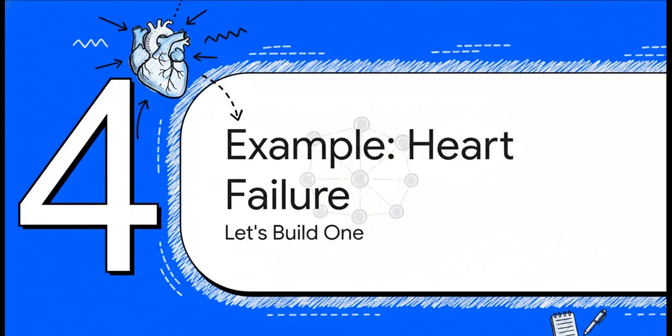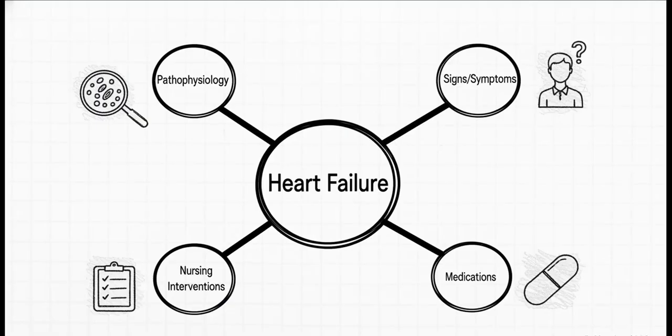Okay, let's build a basic map for one of the biggest topics you will definitely see on the NCLEX, heart failure. If you can, grab a piece of paper and follow along with me. First things first, we put our main topic, heart failure, right in the center of the page. Big circle. Then we draw our main branches. I always recommend starting with these 4: pathophysiology, signs and symptoms, nursing interventions, and medications. Think of these as the core pillars of everything you need to know.